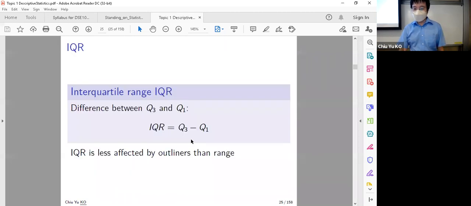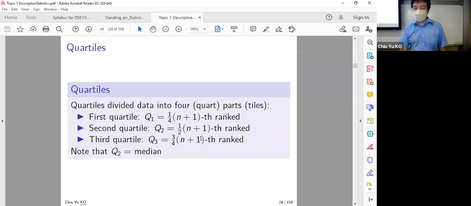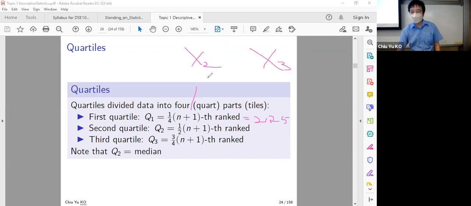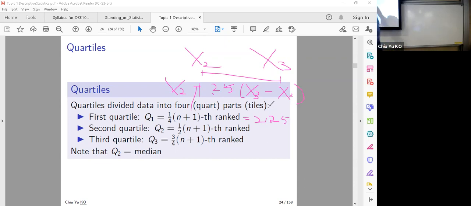What it's doing is this: because we compute n plus 1 over 4, when you divide by 4 you get a decimal number ending in 0.25, 0.5, or 0.75. Suppose the number you get is 2.25. Then you have data number 2 and number 3, and you should interpolate: take x2 plus 0.25 times (x3 minus x2). So that's the idea: depending on the decimal number, you interpolate.